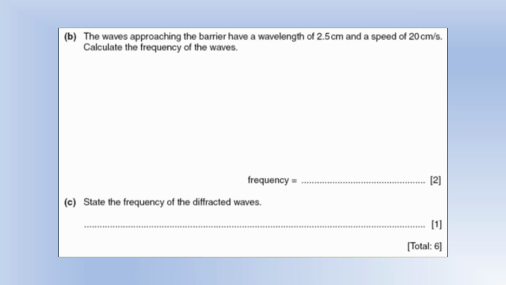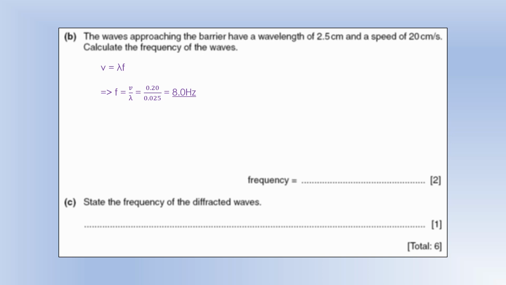So the waves approaching the barrier have a wavelength of 2.5 centimeters and a speed of 20 centimeters per second. Calculate the frequency. Here we're going to be using the wave equation and rearranging to make frequency the subject. I've converted both into standard units, so it's 0.2 meters per second and 0.025 meters wavelength. I didn't actually need to, but I always work in standard units, giving us a frequency of 8 hertz.